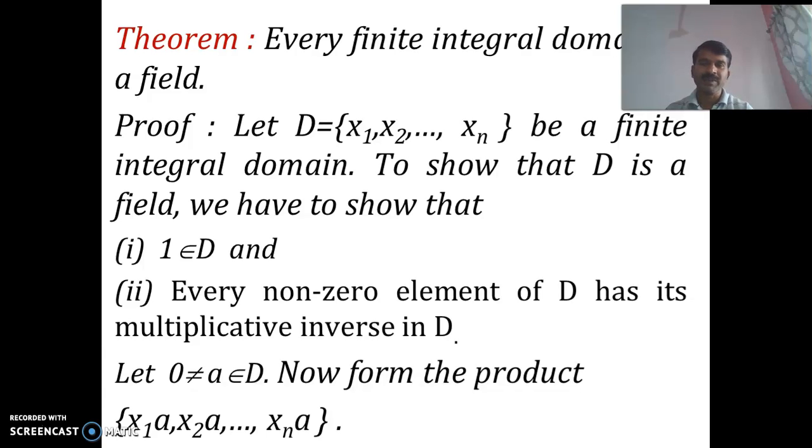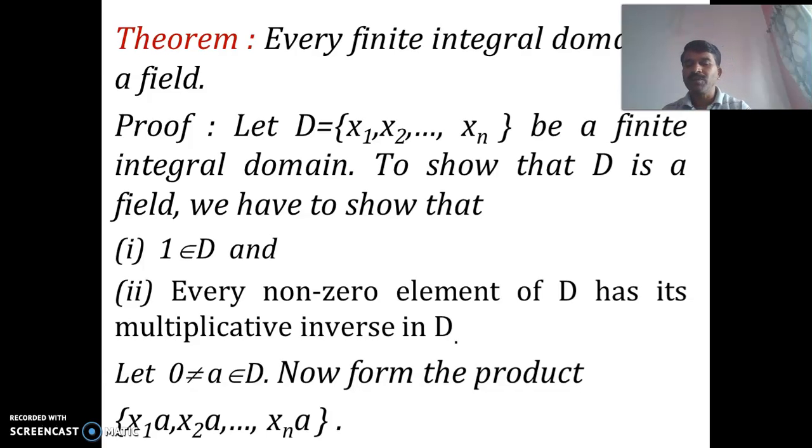Let us take D to be a finite integral domain. So we have elements of this D, which contains finitely many elements here. Then we show that this D is a field. That is, we have to show that this integral domain has a unity, that is a unit element in it, which is a member of D, and also the property that every non-zero element of D has its multiplicative inverse in that domain D. So now let us take every non-zero element.